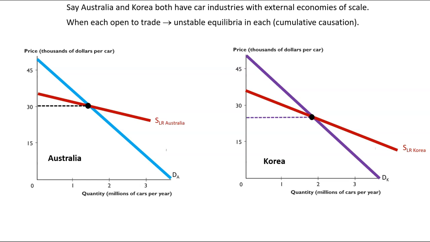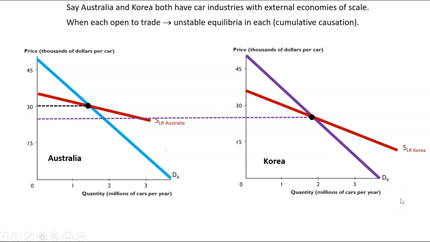When we open them up to trade, what we'll find is that unstable equilibria emerge in each country, something that we can call cumulative causation. So if we open them up to trade, we can immediately see that the price that Korea produces cars at is lower than the price that Australia produces cars at.